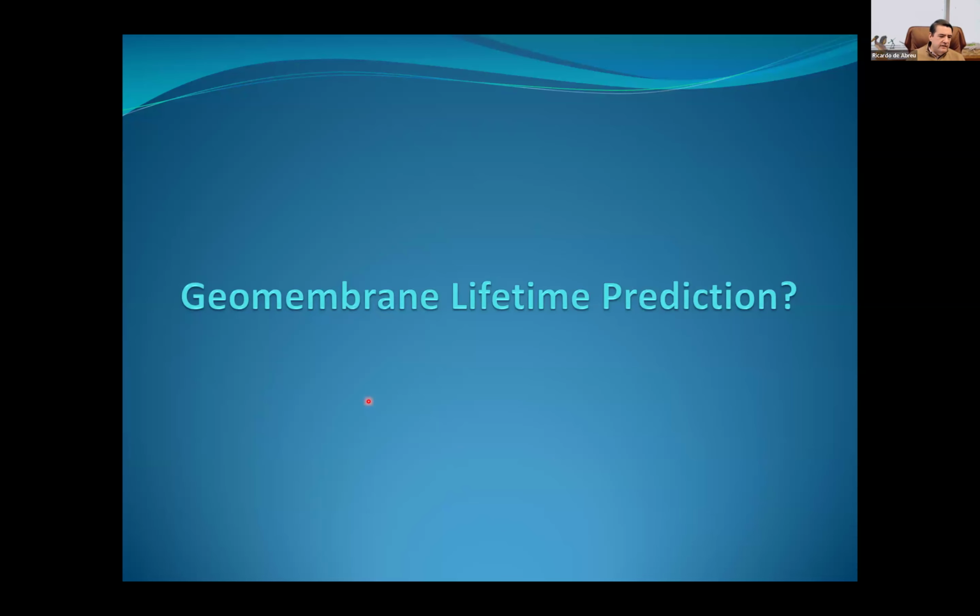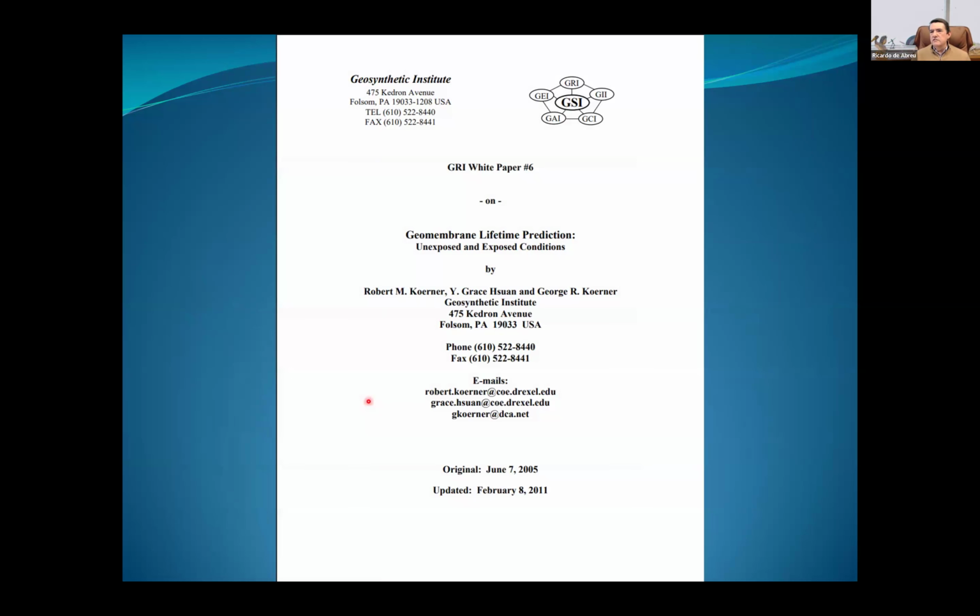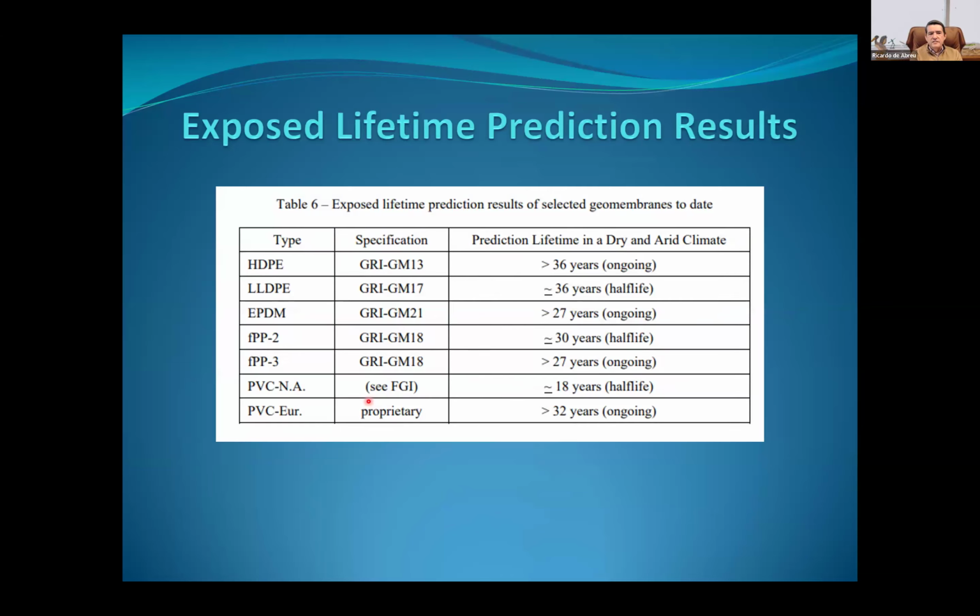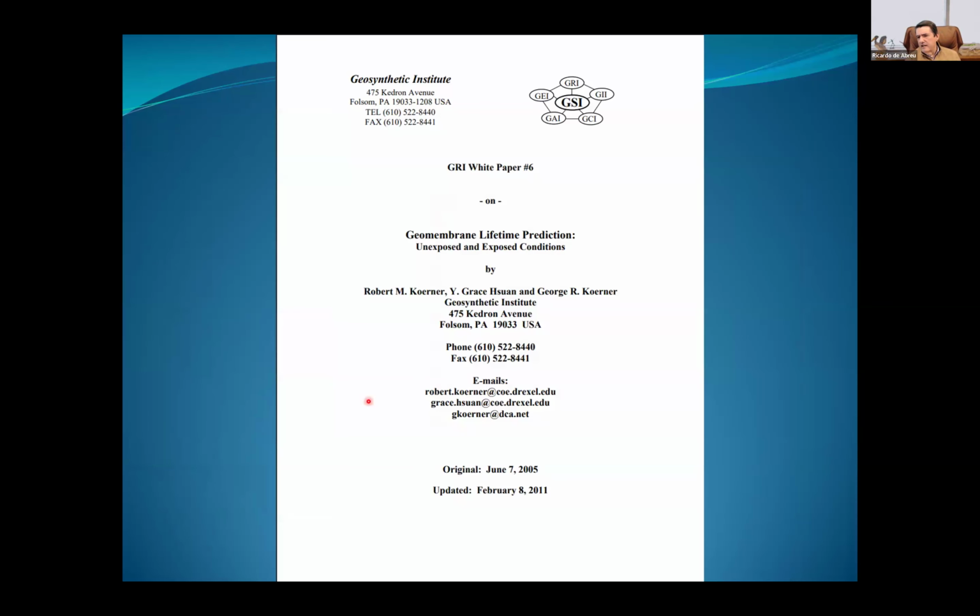Well, remember that in the United States, for Subtitle D, you have to keep your final cover for at least 30 years. So that's the lifetime that we expect for a final cover. Some of the answers we can find in White Paper number 6 from the Geosynthetic Institute here in the US. And if you look at Table 6, this is a relatively old document. The original is from 2005.